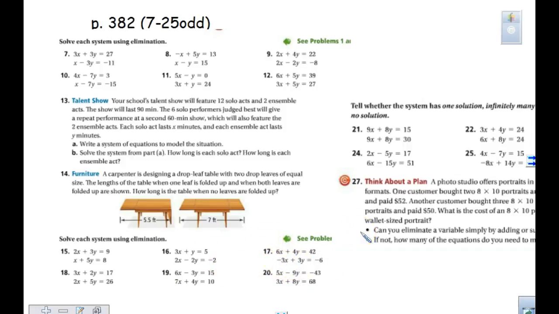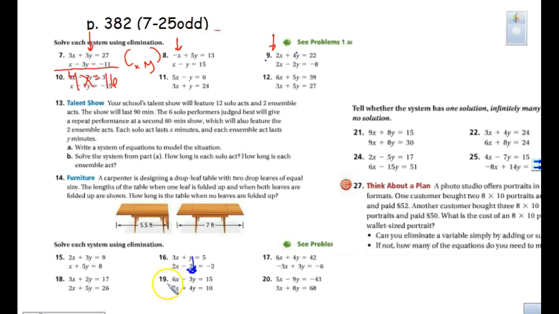Let's take a look at a couple of these in your homework. Number 7, please write it down on your paper. When you look at number 19, you might decide, I'm going to eliminate the y's, which means I want one to be a negative 12y, right? And I want the other one to be a positive 12y. So you'd say, oh, I'm going to multiply everything here by, and multiply those out, okay?